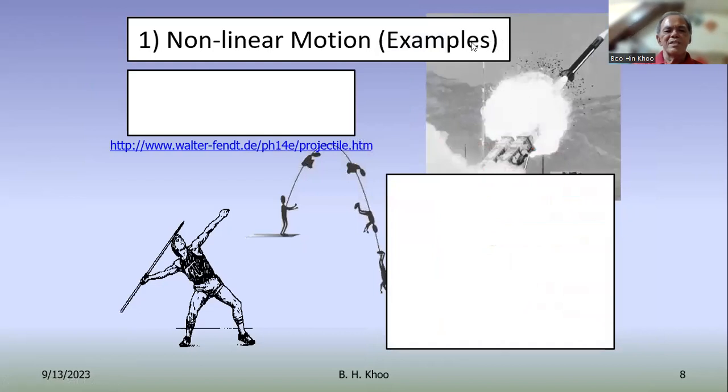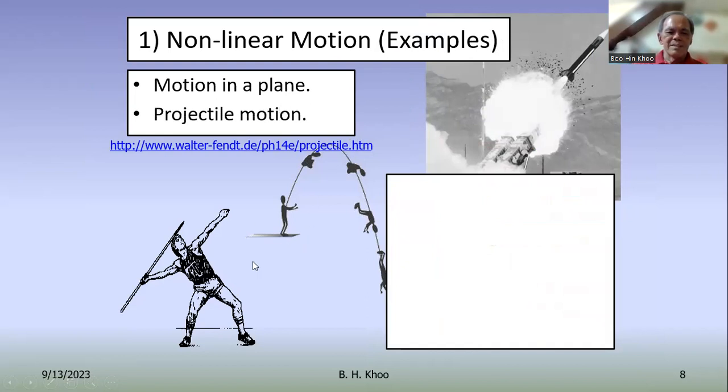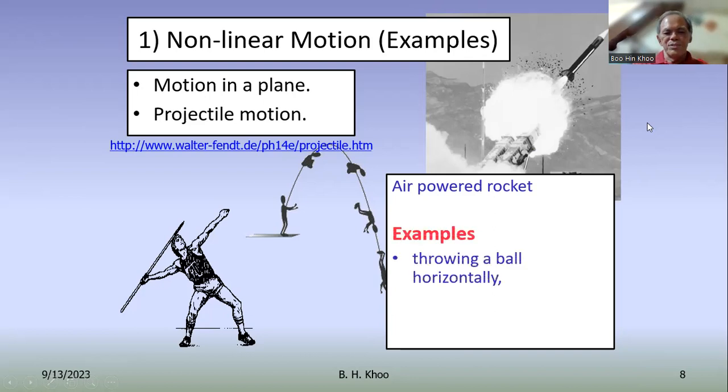Some examples of non-linear motion, or what we call motion in a plane, projectile motion: for example, an air powered rocket, throwing a ball horizontally, throwing a javelin, a person diving from a springboard, firing a cannon.